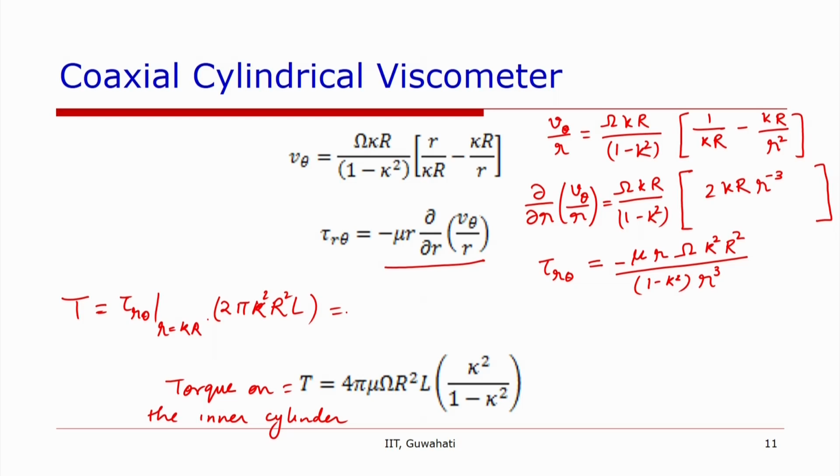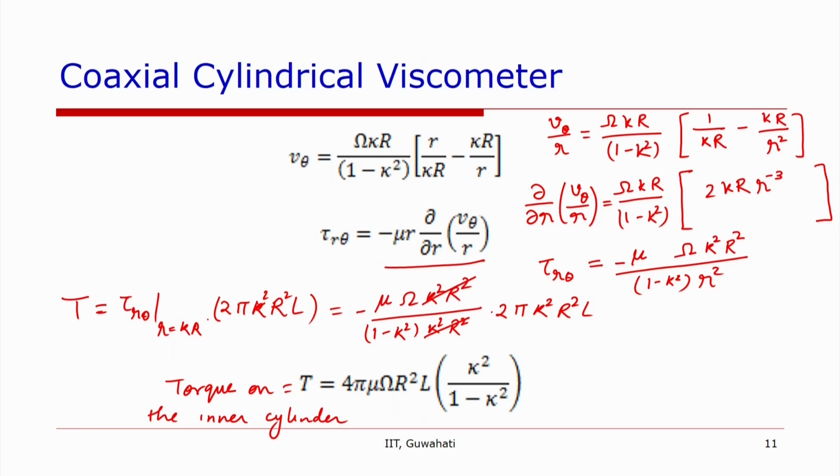So this becomes minus mu, this can be reduced to r squared. So minus mu omega kappa square r square divided by 1 minus kappa square r square into 2 pi kappa square r square L. So kappa square cancels out.